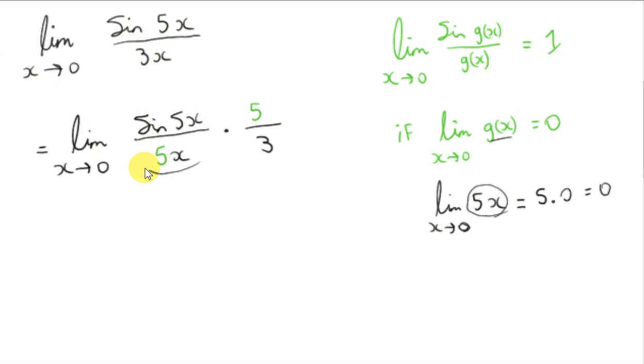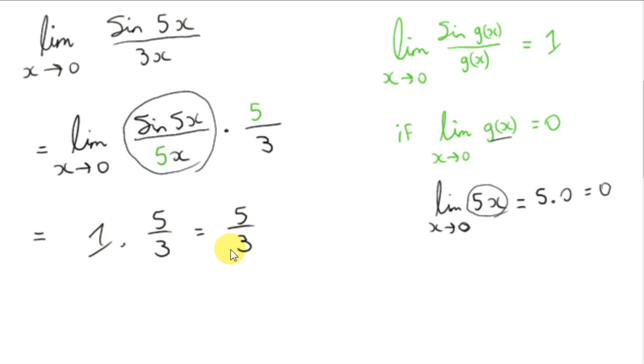But now you see we have the limit as x approaches 0 of something of the form sine g of x over g of x, and you can see that the limit as x approaches 0 of 5x is 0. So we're satisfying both of these, which means that when we take the limit of this thing, we will get 1. Now the limit of a product is the product of the limits. So the limit as x approaches 0 of this thing is 1. The limit as x approaches 0 of 5/3 is 5/3, because 5/3 is a constant, and the limit of a constant is just a constant, whether x approaches 0 or indeed any number. So our answer is 5/3.